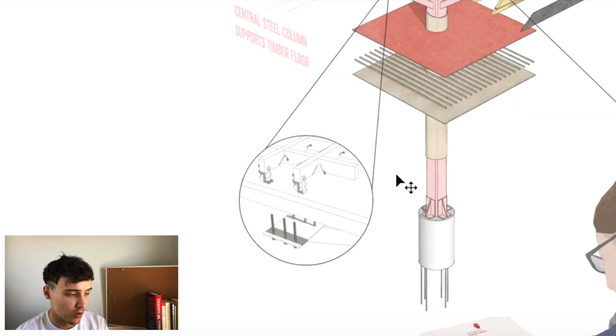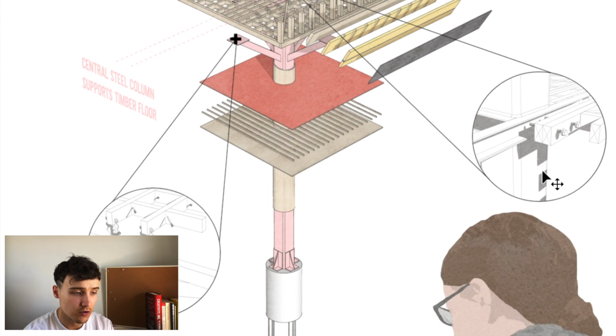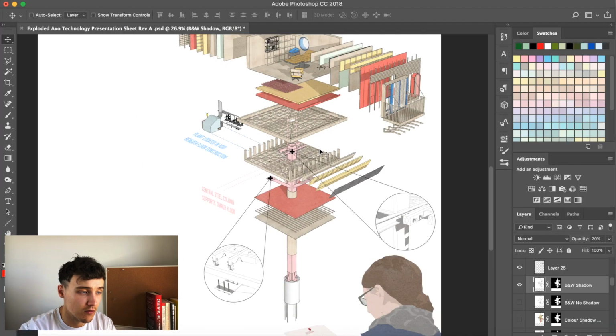So on this one, I was just showing how the steel frame was going to be bolted with the timbers going across it. And on this one here, just showing how the timber structure was actually going to be bolted to the C-section steels to pick up the timber suspended floor going above it.